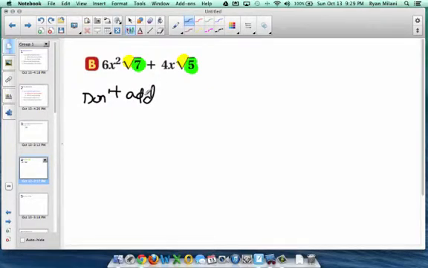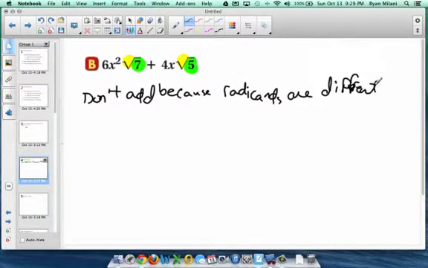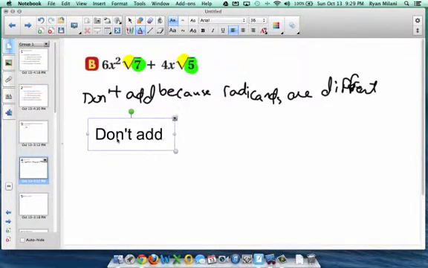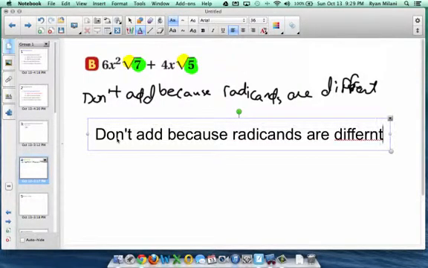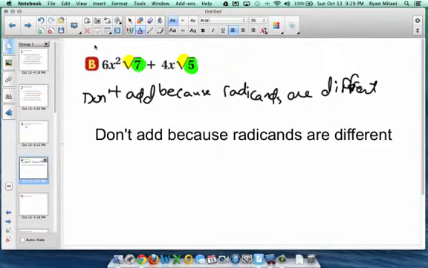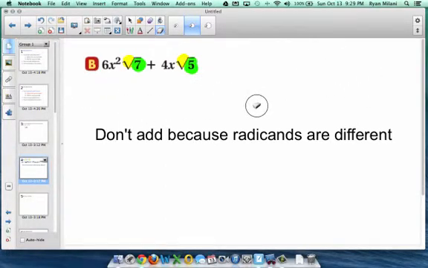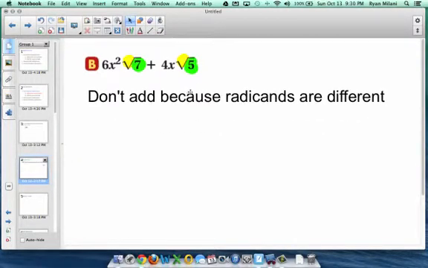So I would say don't add because radicands are different. I'm going to have to type that in the future because that looks horrible. Let's actually just do that. Okay, so we're not going to add because the radicands are different. So let's get rid of this junk. That looks horrible. So don't add because radicands are different.